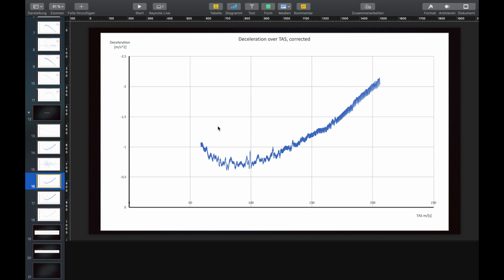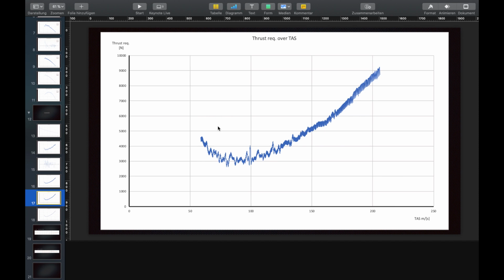At any point in time, I can multiply the value of deceleration that I get with the gross weight of the aircraft, which was about 9,400 and some pounds, and I get a thrust required. And this is now in newtons. So at any point along this true airspeed, this is the total drag, parasite drag and induced drag combined, that's acting on the airframe. And as you can see, this is where you have the lowest drag, and then it's more when you fly slower, and it's more when you fly faster.